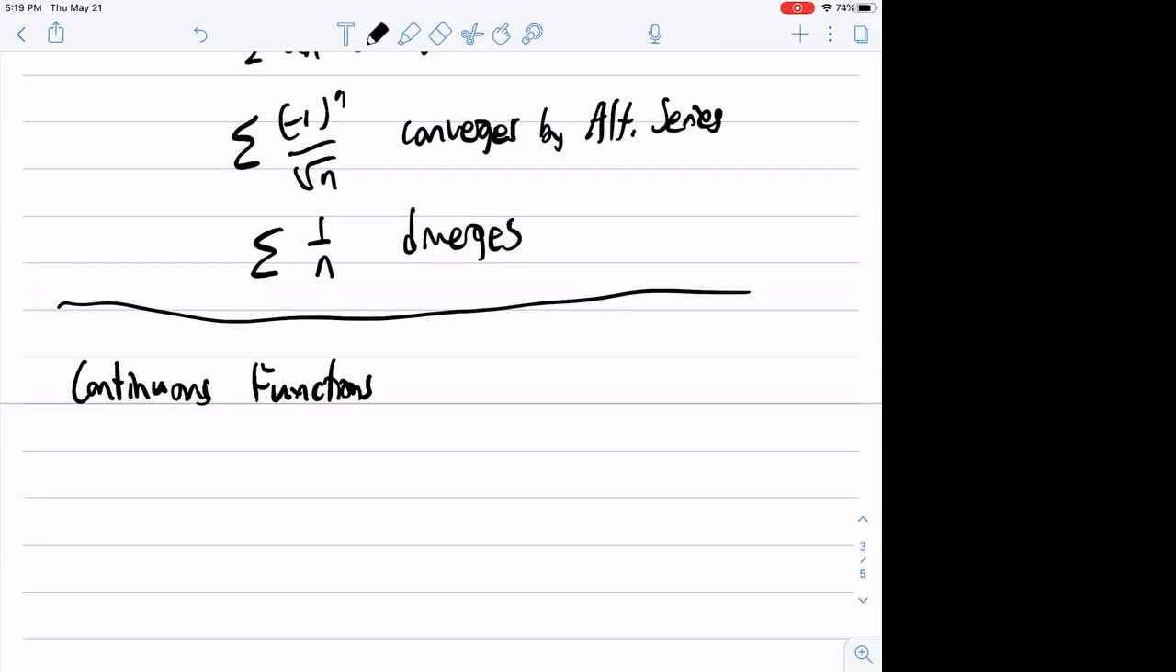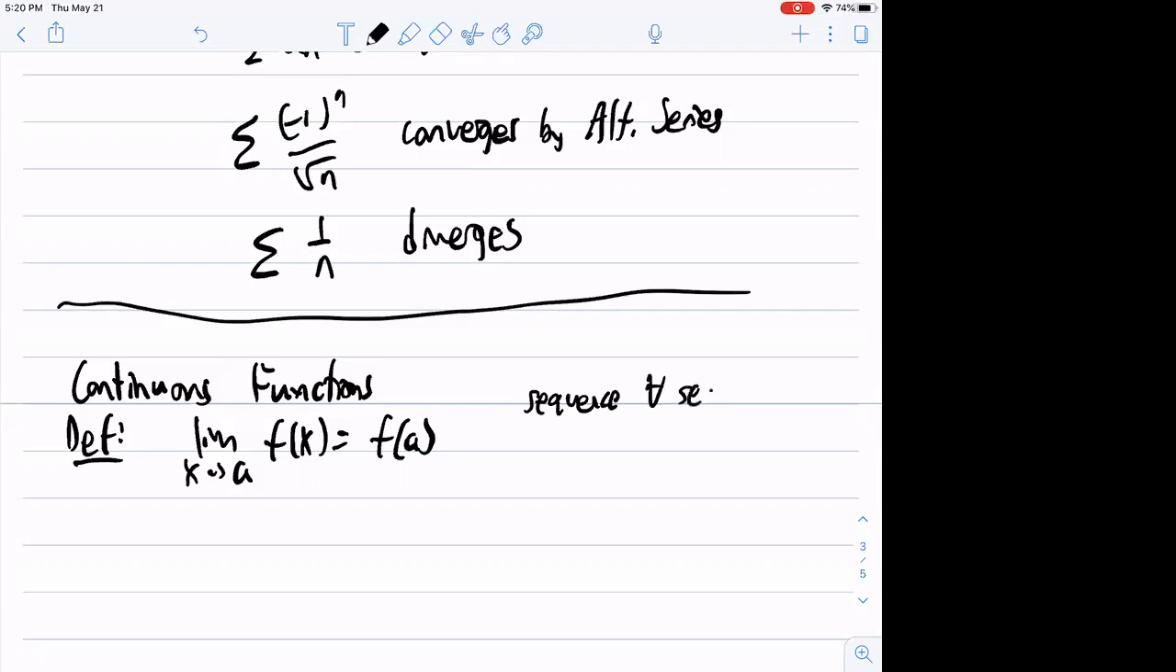So the definition is, mathematically, it's this, right? Limit as x goes to a of f of x is f of a. And sequence-wise, it's for all sequences xn going to a, the limit as n goes to infinity of f of xn is f of a. So there's a neighborhood definition and a sequence definition.